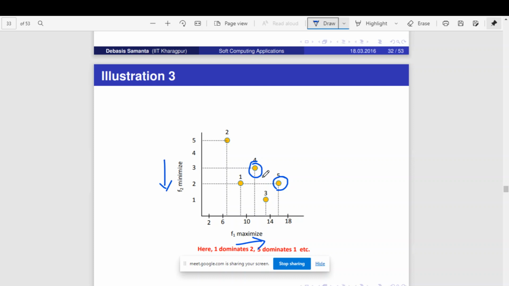So compare 4 and 5. Is 5 to the right of 4 or not? Is 5 down of 4 or not? So can you say 5 dominates 4? Yes or no? See, 5 is dominating 4. 5 is dominating 4 because, so 5 is dominating 4.